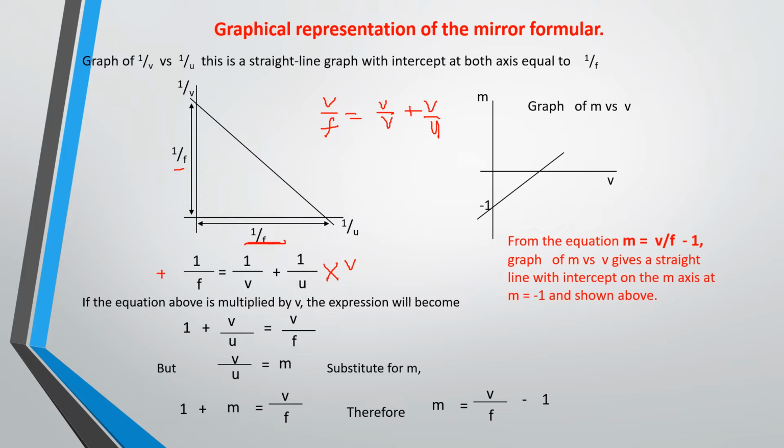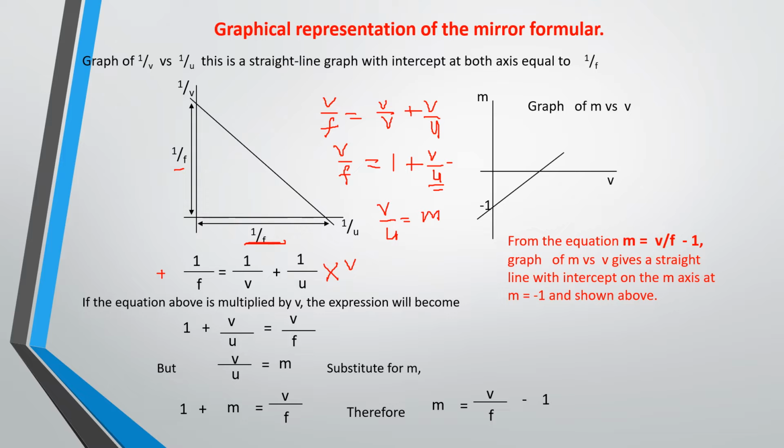So now if you go further, you have that v over f is equal to 1 plus v over u. Now remember that v over u from our previous equation is equal to what? Remember that v over u is equal to what? Magnification.